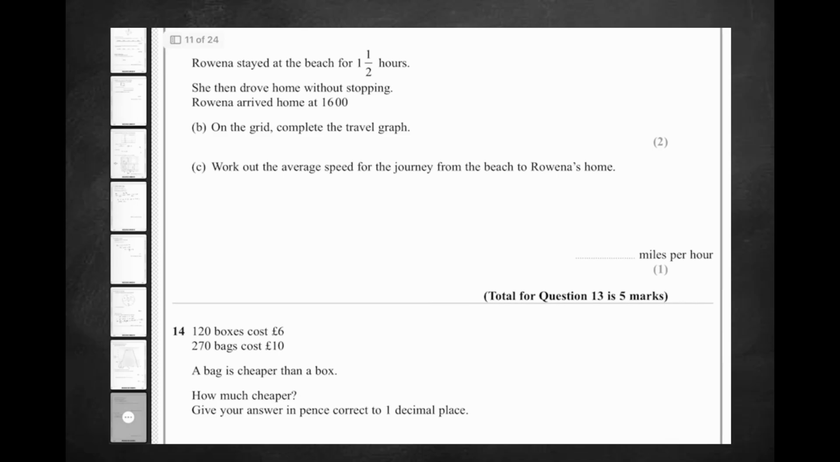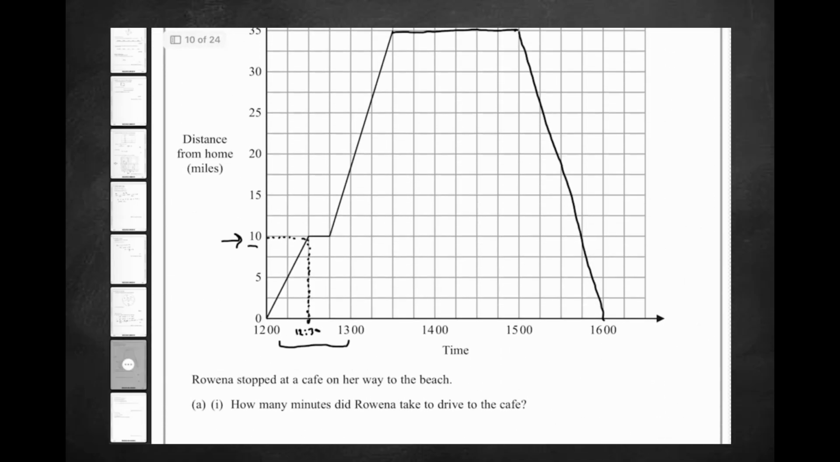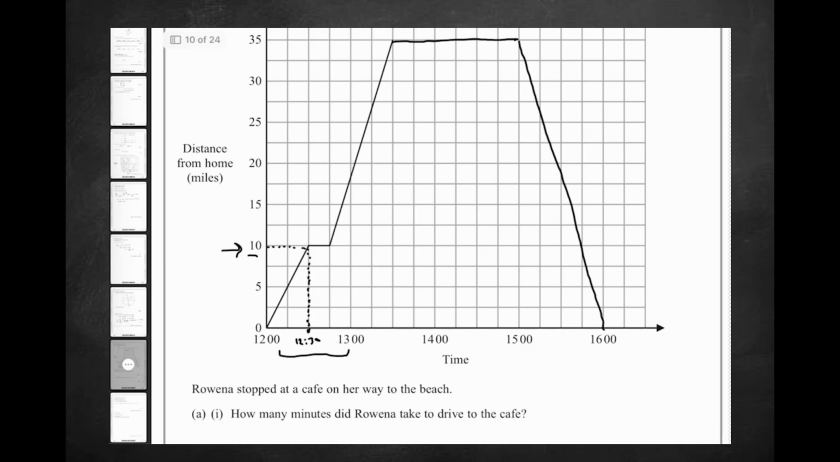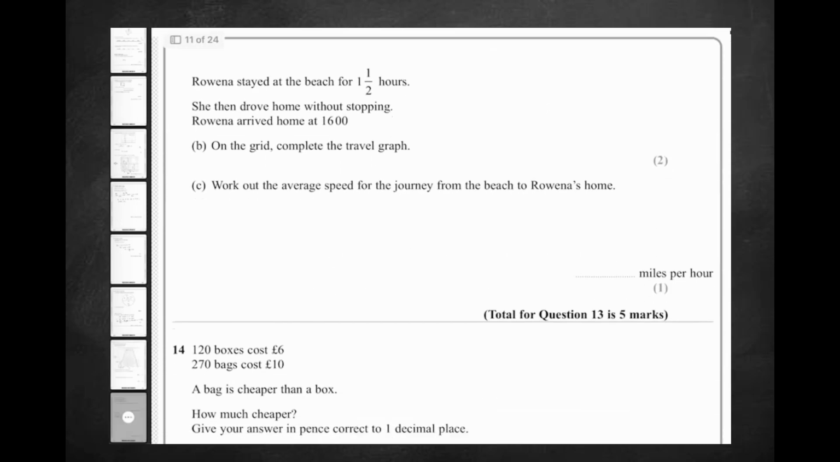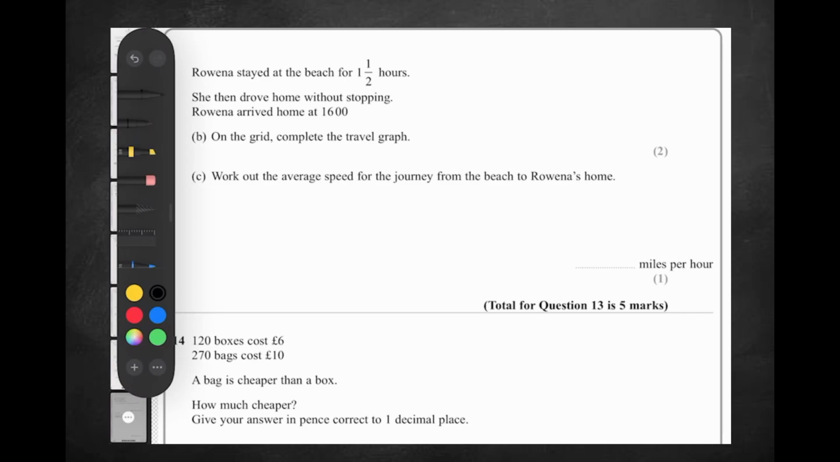And part C, work out the average speed for the journey from the beach to her home. Well, it took her from 3 o'clock to 4 o'clock, so 1 hour to do 35 miles, which is going to be 35 miles per hour. And I will just write 1 hour for 35 miles.